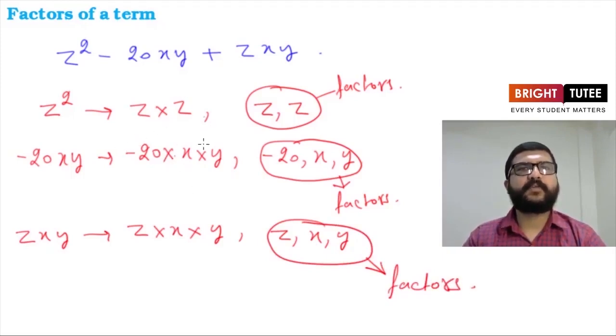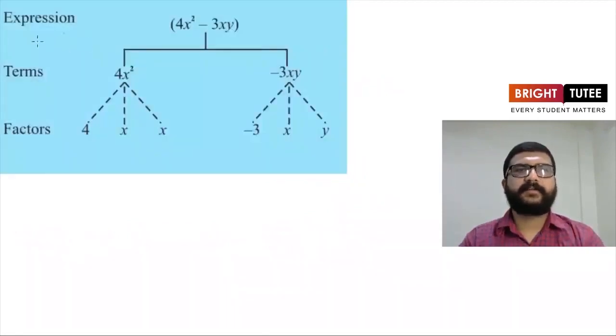So till now we have discussed how an algebraic expression is formed. An algebraic expression is formed when different terms are added together. Then we have seen how to find the number of terms, or how to tell which are the terms of an algebraic expression. And after that we have seen how to find factors of a term, and we have seen a term is formed by taking the product of different factors. Now let's discuss the tree diagram.